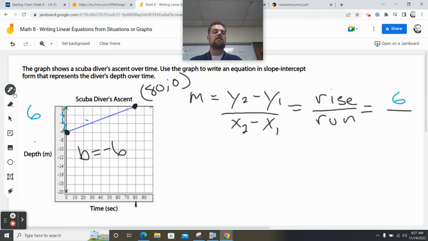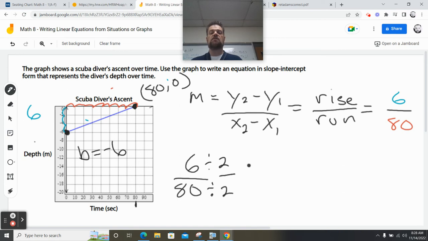Now my run, if I start here, I'm counting by 10. So it's 10, 20, 30, 40, 50, 60, 70, 80. So my run is 80. All right. They're both even numbers, so that means they're both divisible by 2. If I divide the top by 2 and I divide the bottom by 2, I get 3 over 40. Now 3 is a prime number, so that can't be reduced. That's my slope.